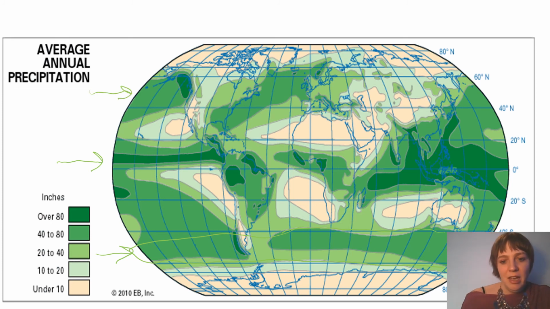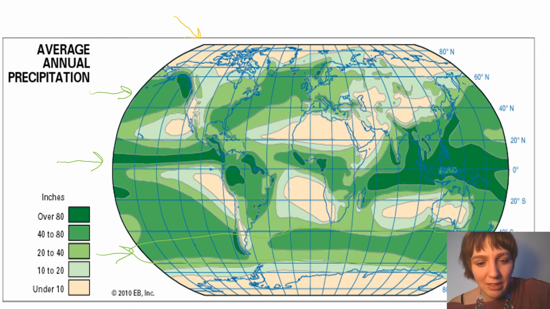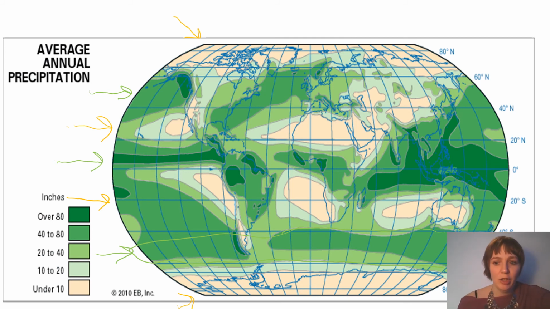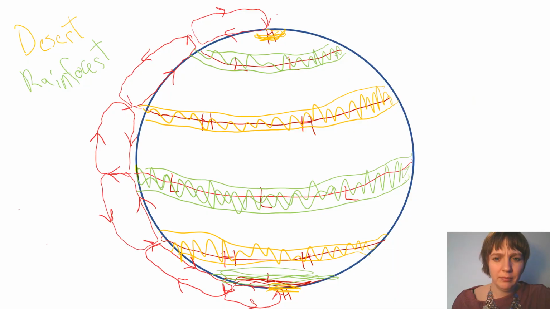All right, now as for our deserts, the polar deserts are standing out loud and clear, right? So it's a desert at both poles. And we do also have that sort of in-between desert as well. So again, desert, rainforest, desert, rainforest. We have this same pattern just like we did in our initial sketch.